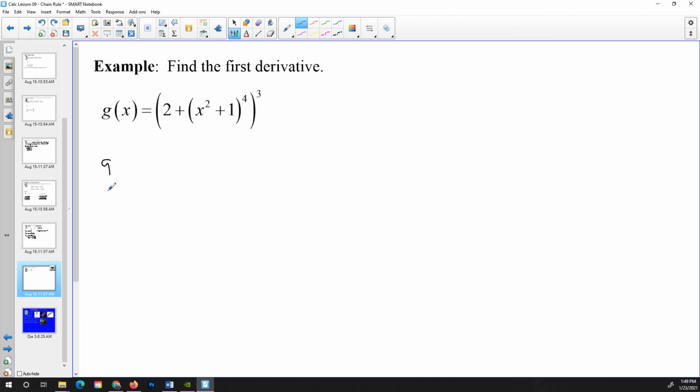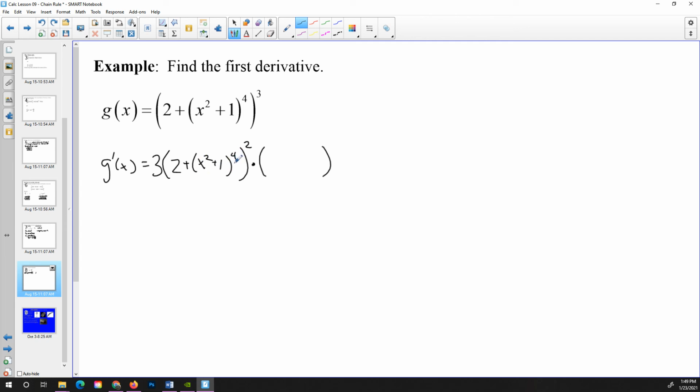And so the derivative of this function, I'm going to apply the general power rule to this outermost function, so it will be 3, leaving the inner function alone. So I'll have 2 plus x squared plus 1 to the fourth, and now I reduce this 3 by 1, leaving me to 2. Now I have to multiply that by the derivative of what's inside. Now the derivative of any constant is always going to be 0, so now I just have this x squared plus 1 quantity to the fourth power.